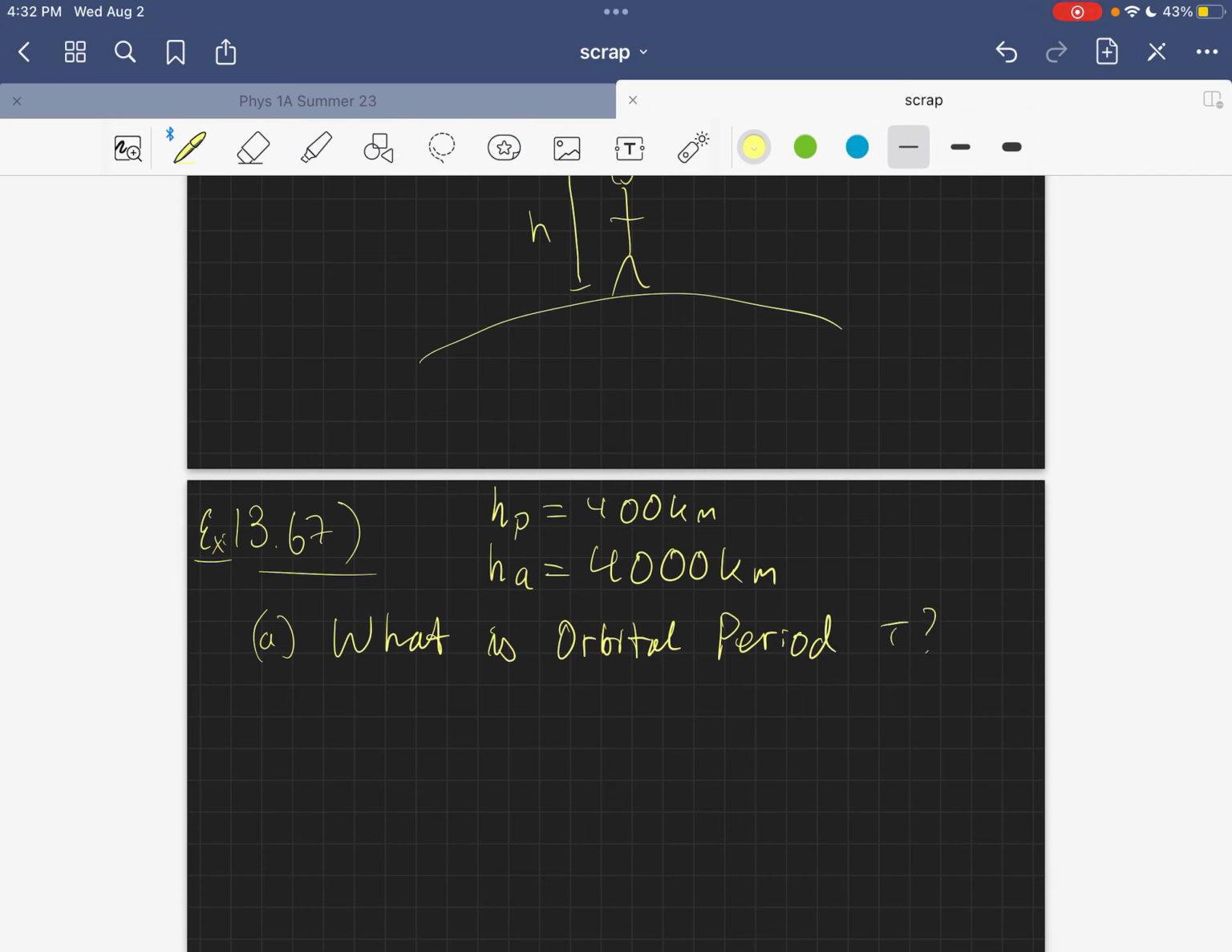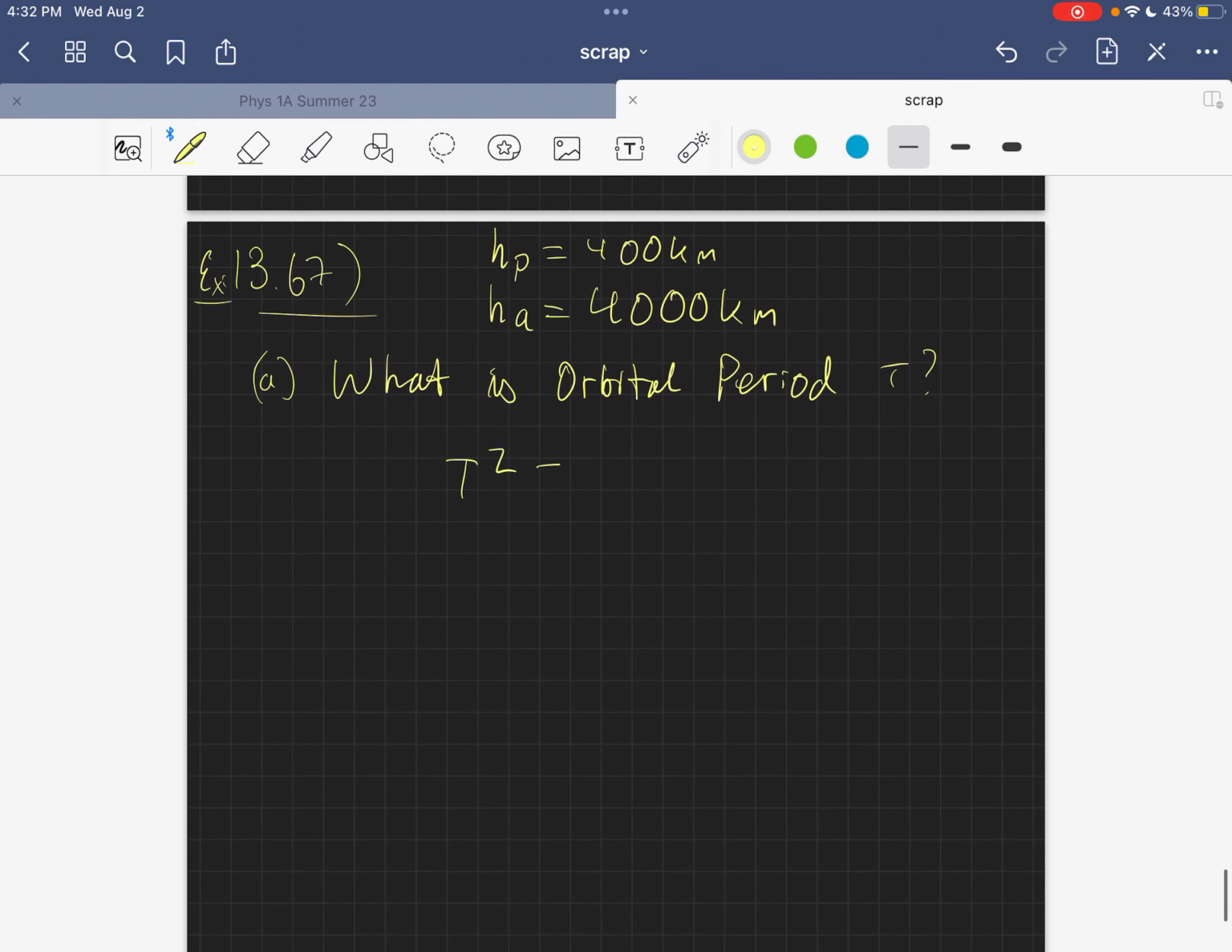Period, not going to be on the test, but its variable is T. So this T is different from tension T. This is a different variable. And the equation for that is Kepler's third law, which says that the period squared is equal to 4 pi squared over the gravitational constant times the mass of the thing you're orbiting times a cubed, where a is your semi-major axis.